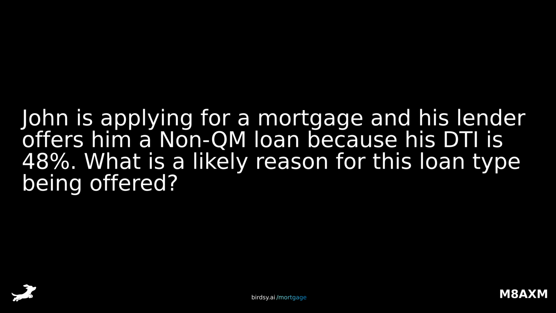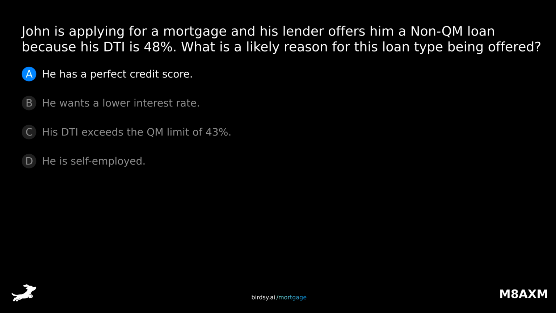John is applying for a mortgage, and his lender offers him a non-QM loan because his DTI is 48%. What is a likely reason for this loan type being offered? Is it A. He has a perfect credit score? B. He wants a lower interest rate? C. His DTI exceeds the QM limit of 43%? Or D. He is self-employed?